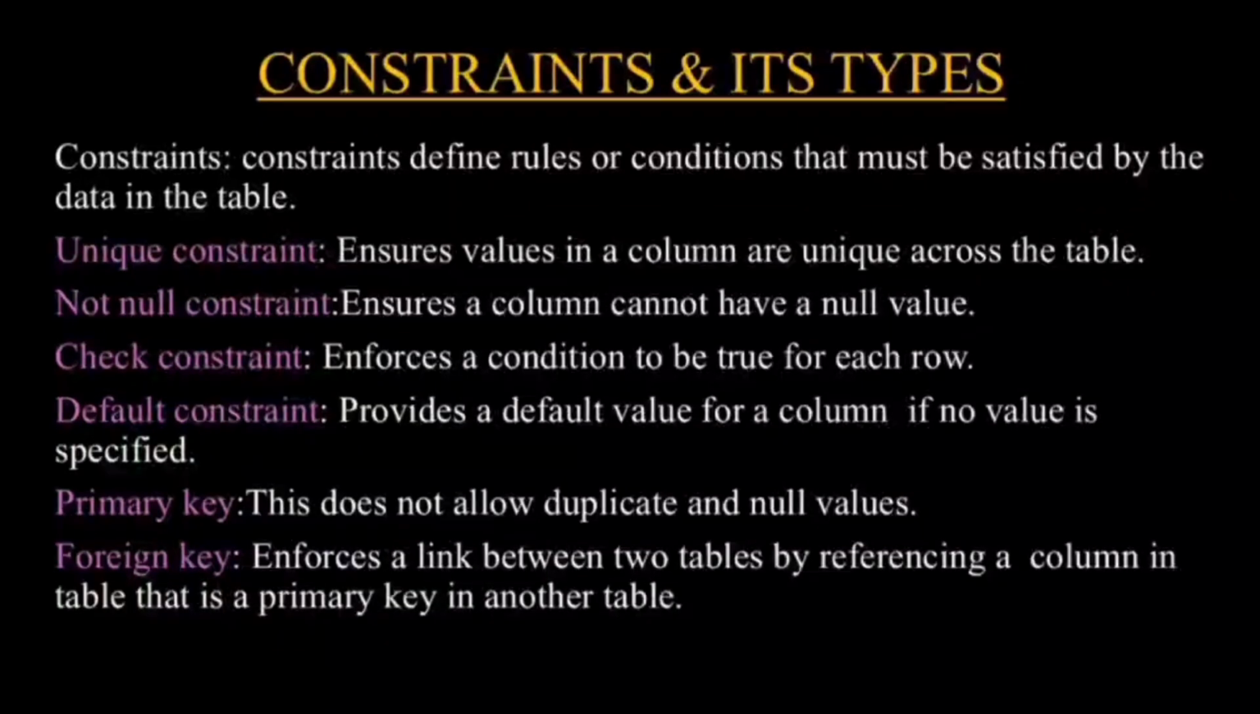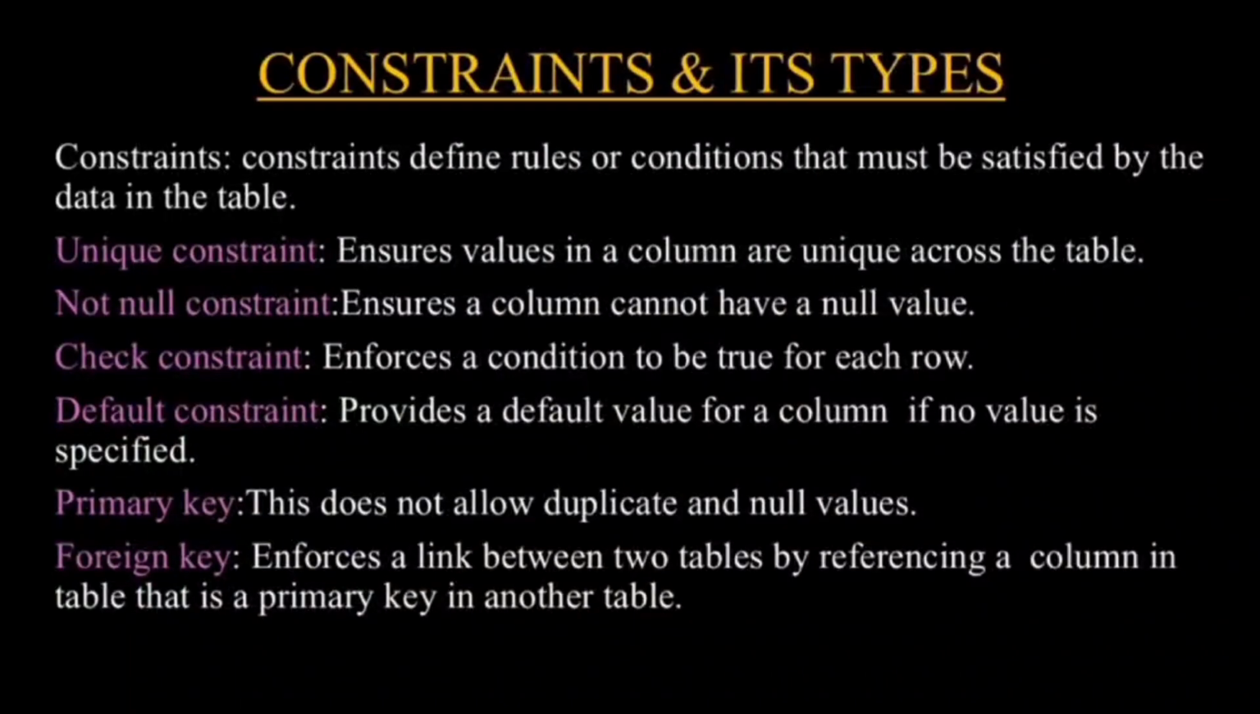Coming to the not null constraint, it ensures a column cannot have a null value. Example: if you have a column for username and you apply a not null constraint, it means every user must have a username. Coming to the check constraint, it enforces a condition to be true for each row. Example: if you have a column for age and you apply a check constraint that age must be 18 or above, the database will only accept entries where the age is 18 or more.